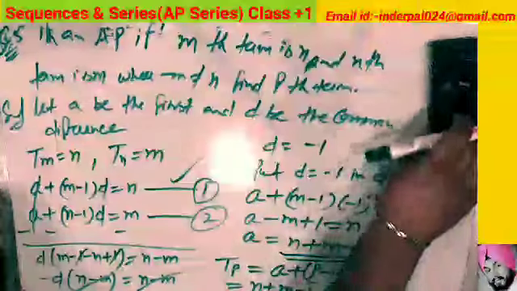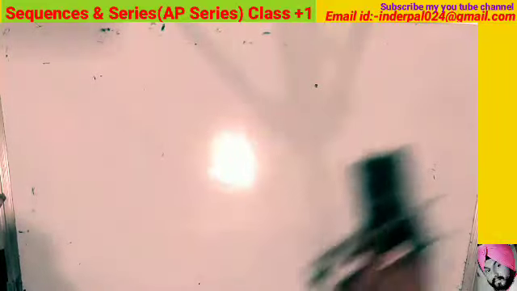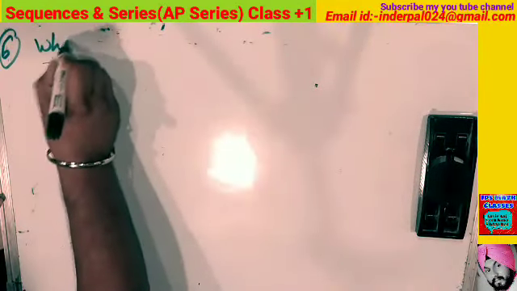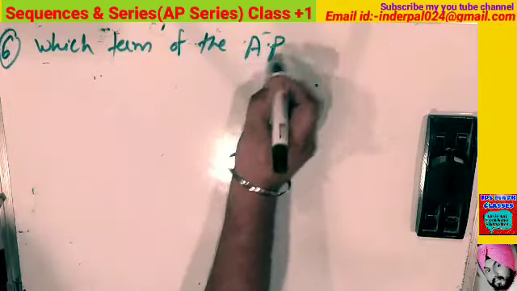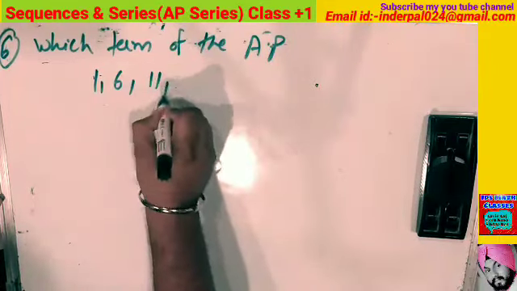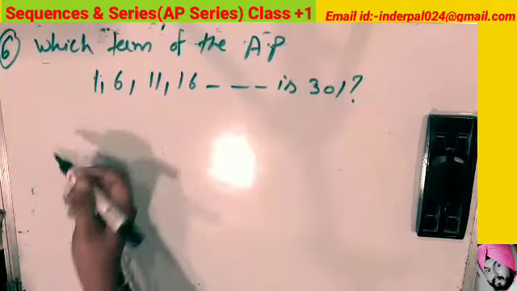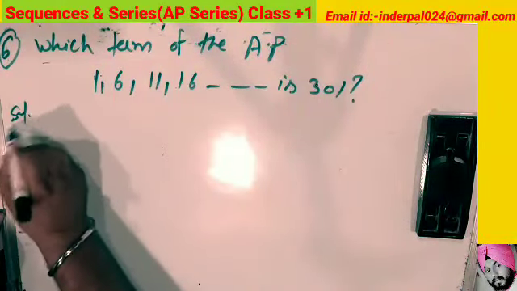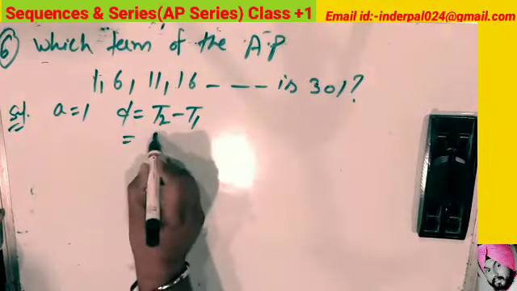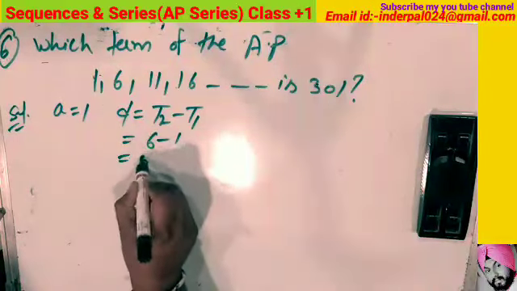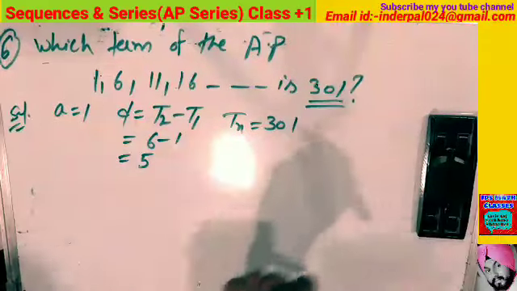Very important question. Question number 6. Which term of the AP 1, 6, 11, 16 is 301? In 10th class, it is a very important question. Here the solution will be: a will be 1, d will be t2 minus t1, which is 6 minus 1, so d is 5. The nth term is 301. The nth term is the last term.